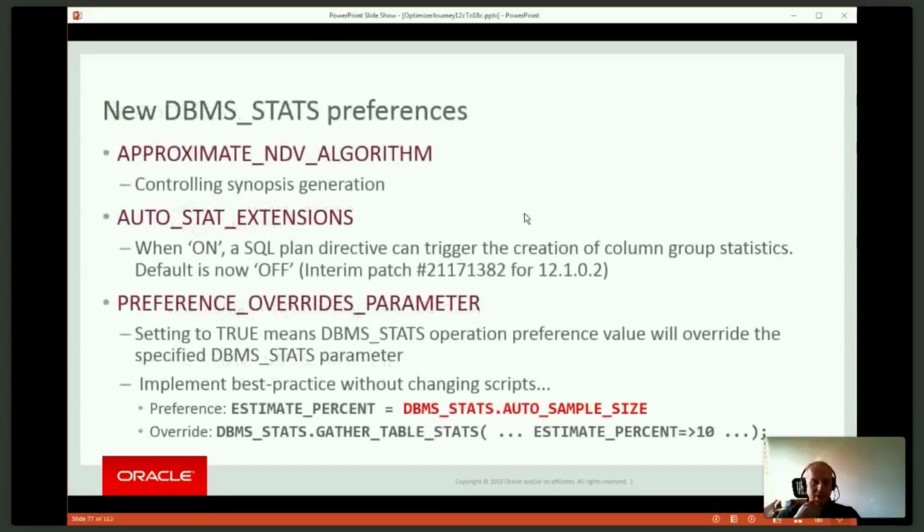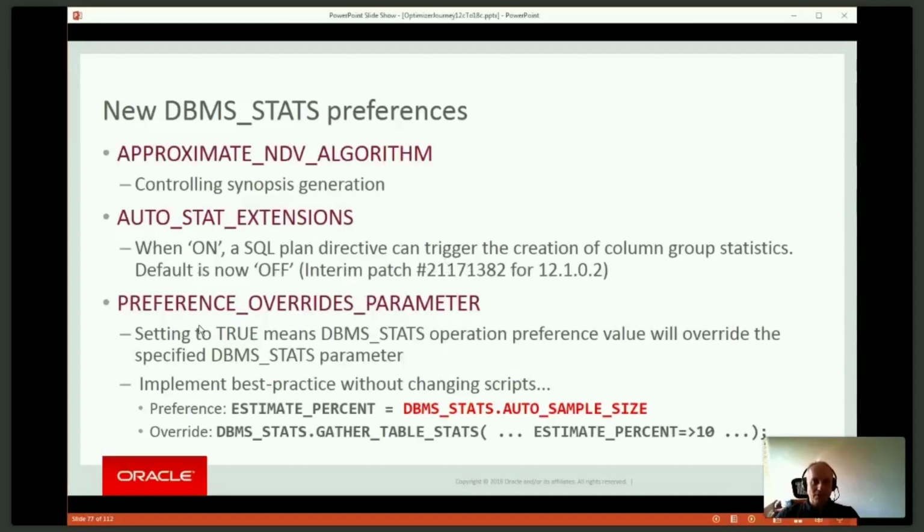So just to quickly cover off on the back of that, there are some new DBMS stats preferences. We've already covered these ones: approximate NDV algorithm related to the synopses, auto stat extensions. As I mentioned, this was added in 12C release 2, but it's also available as an interim patch for 12.1.0.2. But my advice here is to take the bundle patch. So as I mentioned, take the latest bundle patch for 12.1, apply that, activate it, and you'll get this with it. This comes along with it.